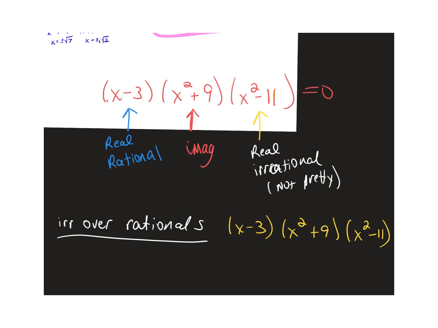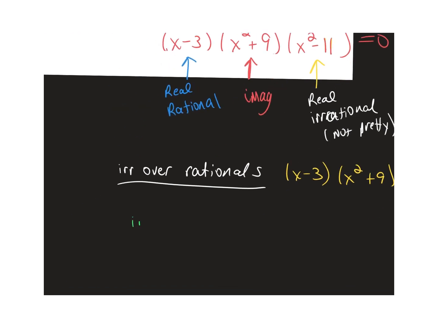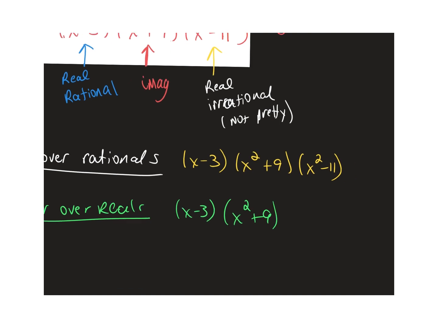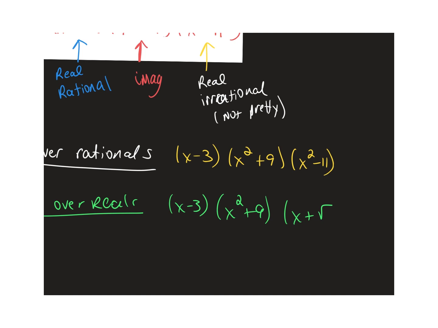Irrational. If it says irreducible over the reals, what do you break down? The stuff that's what? The stuff that's real. So x minus 3, that's a real number. X squared plus 9 is not real. X squared minus 11, what would that break down into? X plus root 11 and x minus root 11. Do you guys understand that? You're totally fine. If I said write it completely factored, every single one of you could write that.